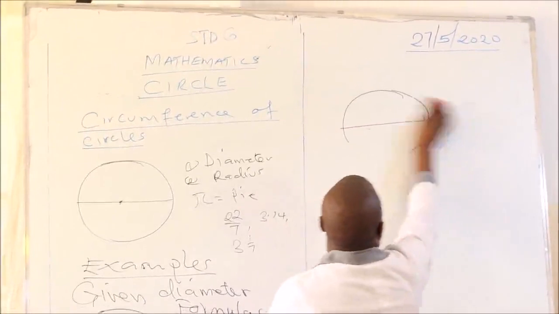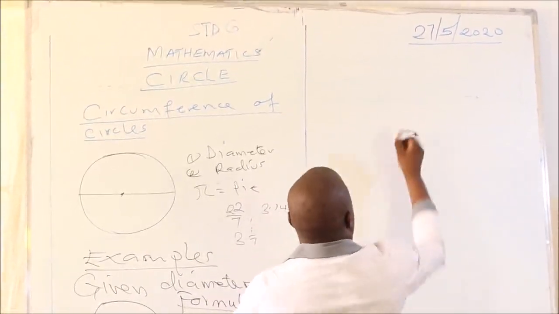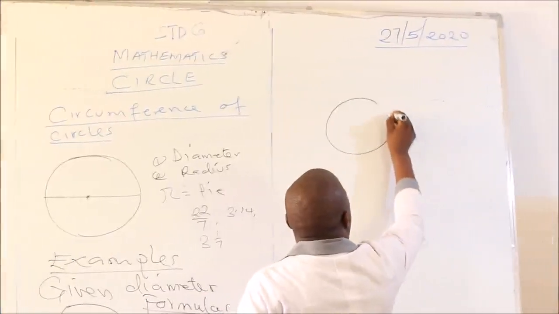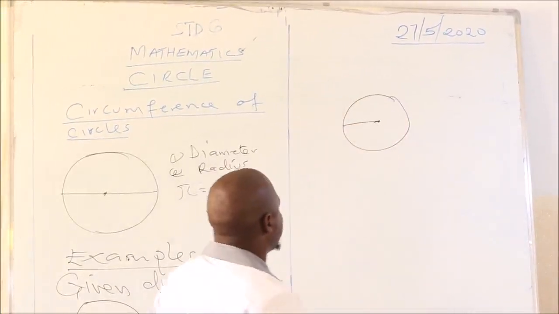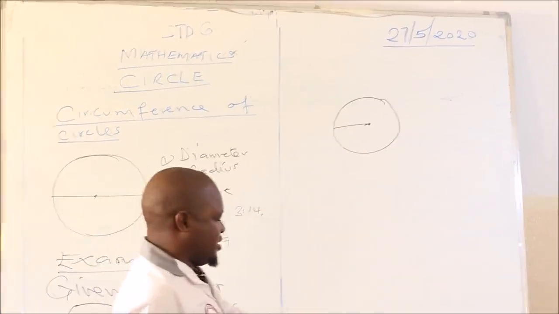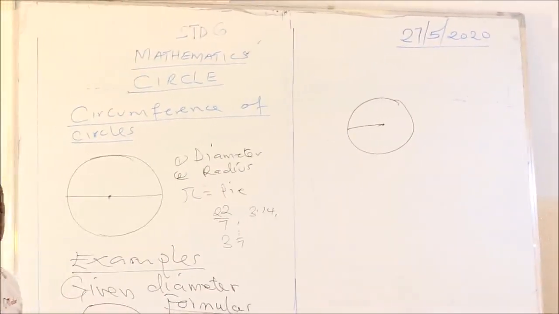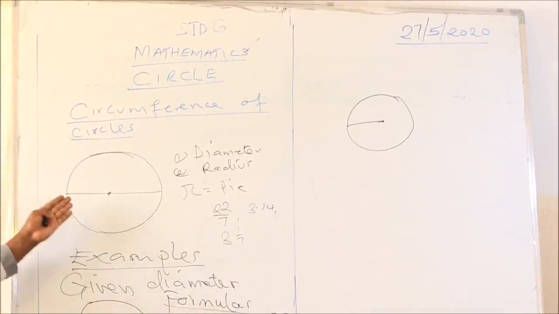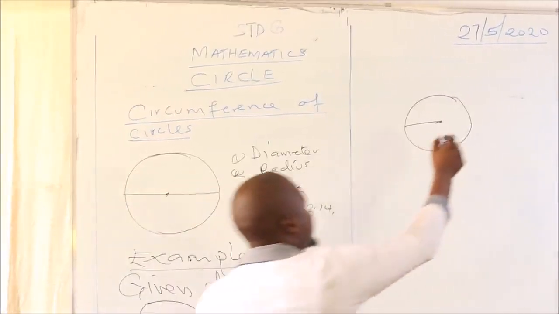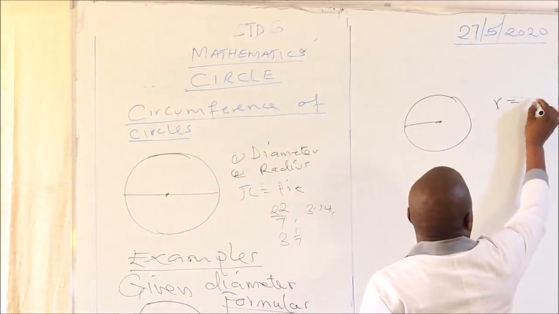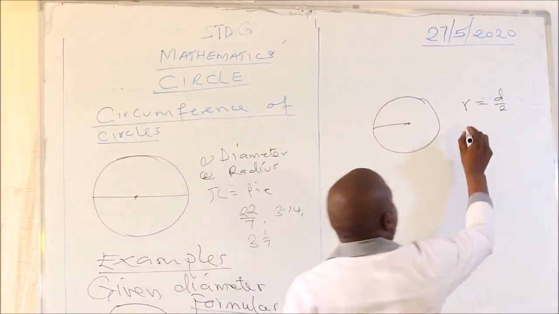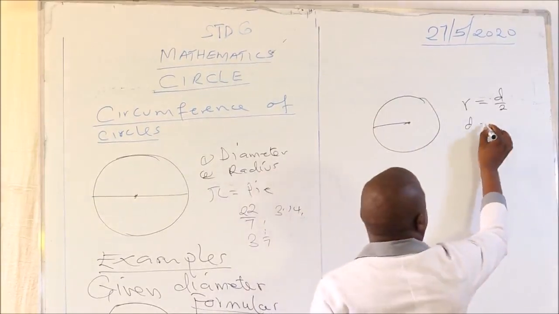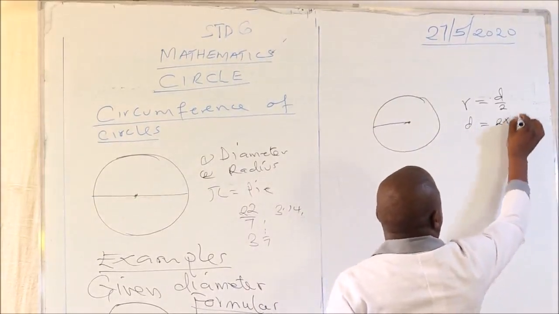What if you are given the radius? Given the radius, and by this I should let you know how we obtain the radius. Actually, the radius is half of the diameter, and sometimes when you want to get the radius, we say that the radius is equal to d over 2, a half of the diameter. And if you want to get the diameter from the radius, then the diameter is equal to 2 times r.